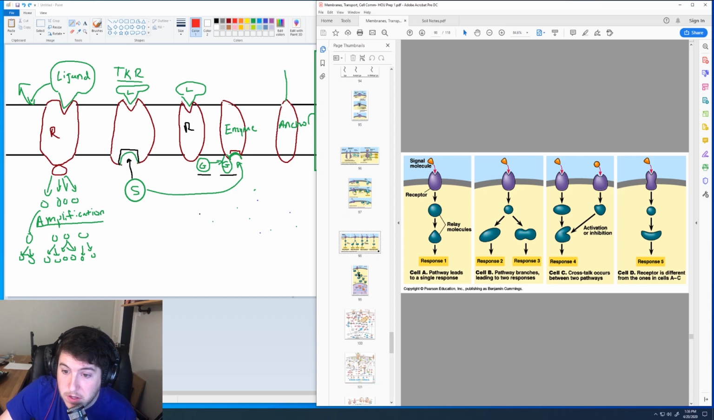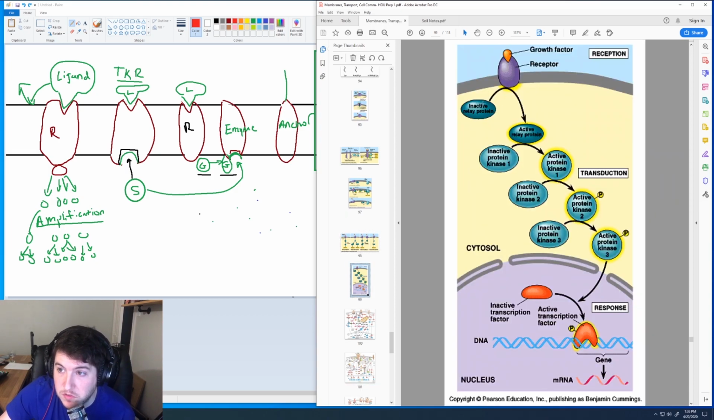Here we get a little bit better view of amplification. Same steps. Remember, we have our signal, we have our receptor, and then we have transduction, where we take an inactive protein, we activate it, which then activates another protein, which then activates another one, and then we get that response. And again, in most of these pictures, the response is always we activate a gene or we deactivate a gene. We take an active gene and turn it off, meaning we're not making those proteins anymore, or we take an inactive gene and turn it on, which means we are activating those proteins.